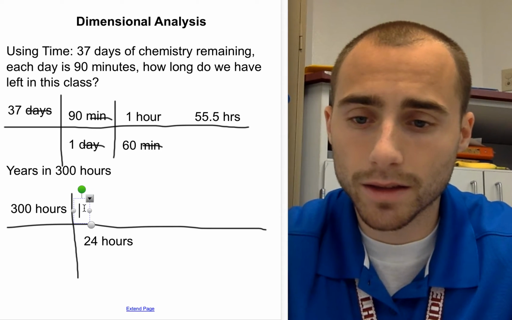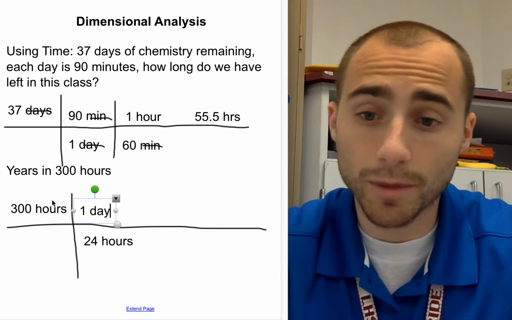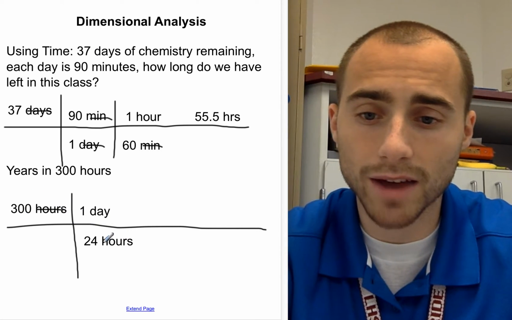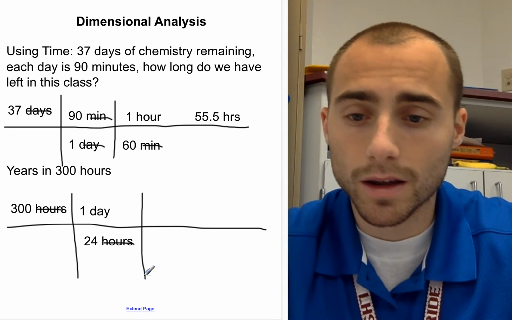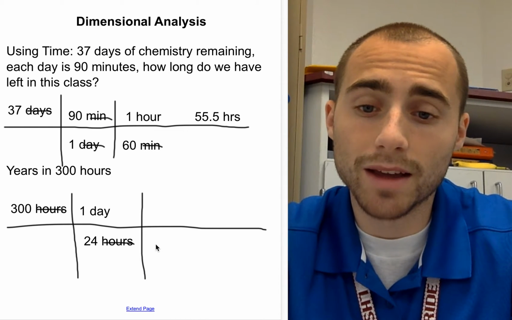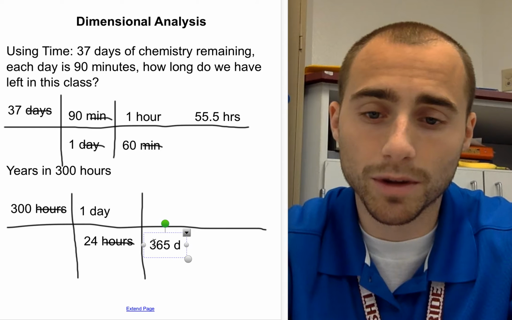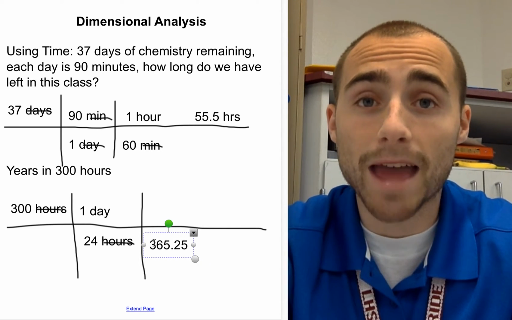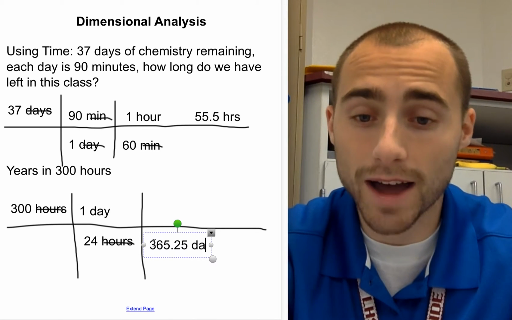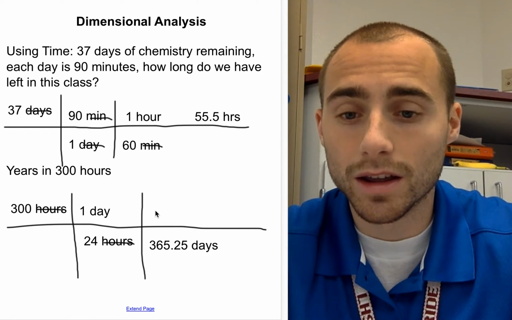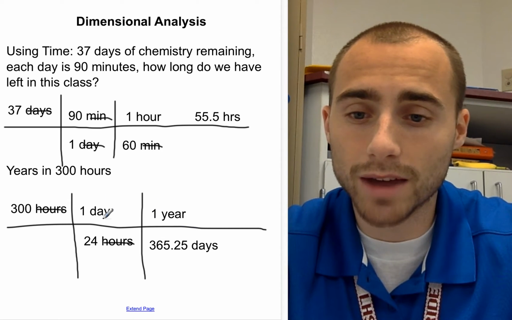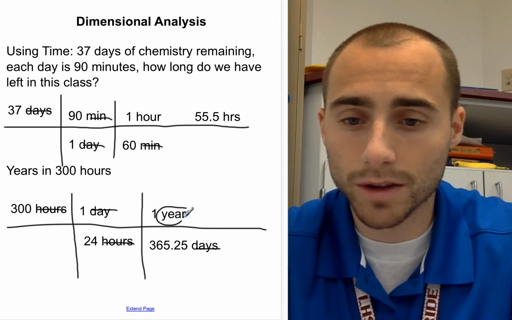And I did that because we want to get bigger, because we're going from hours to years, so it has to get bigger, and I needed to cancel out my hours. So hours, they got to match. Hours are canceled out. Now we can actually go right from days to years, which is actually not too bad. So we have 365 days. Actually, to be accurate, 365.25 days because of leap years in 1 year. So then we have canceled out days, and we've arrived at years, which is what we wanted to arrive at.